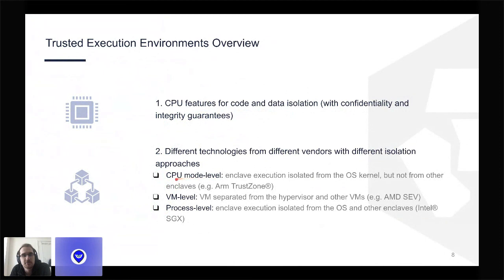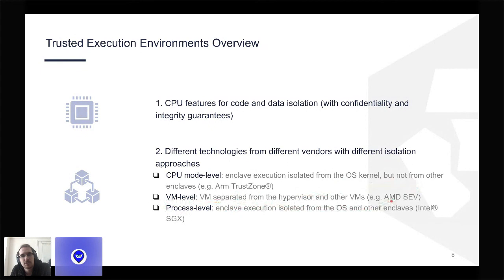One is on the CPU mode level, typically, for example, ARM TrustZone. In your smartphone, if it supports some kind of keychain functionality, it may be leveraging this technology. It isolates the code execution and its memory from the OS kernel, but not from other enclaves. Some system-on-chip designs may have extra features, but anyway. Another is on the VM level.